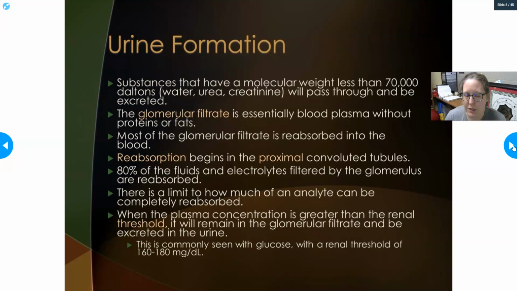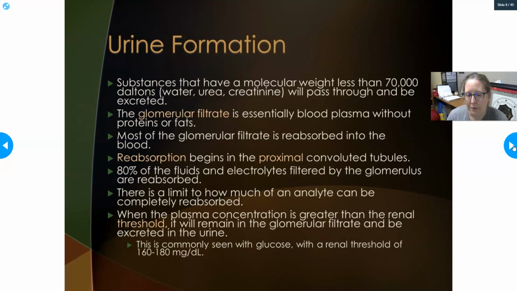Most of the glomerular filtrate is reabsorbed because a lot of those substances are precious and needed by the body. And reabsorption does begin in the proximal convoluted tubule, and 80% of the fluid and electrolytes that have been filtered by the glomerulus are reabsorbed. So the majority does get reabsorbed and the rest gets to be secreted and eliminated. There is a limit on how much of an analyte can be completely reabsorbed because it's a function of active transport across a membrane, and so there's only so many channels and so many ports that it can be crossing back over from the urine back into the blood.